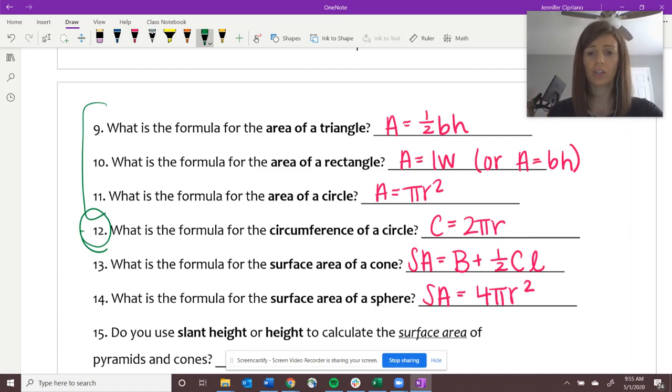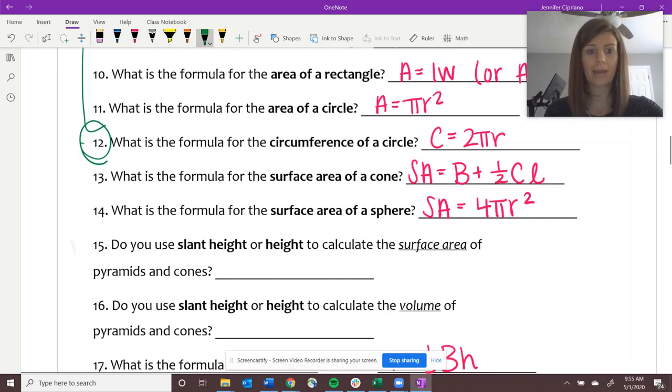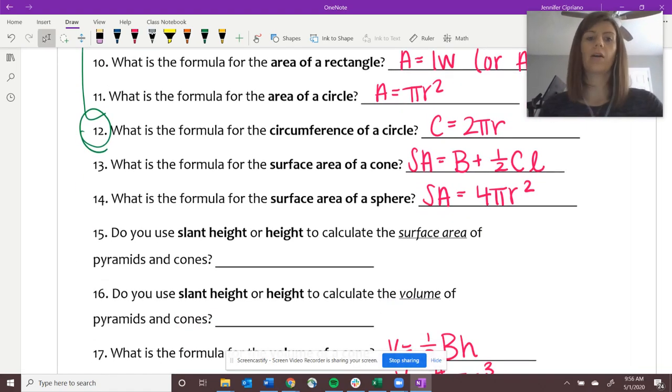So then you have surface area of a cone and a sphere. So that was just copying straight from your packet. The ones that I really want to talk about here, number 15 and number 16. Make sure that you understand and remember the difference between slant height and height.